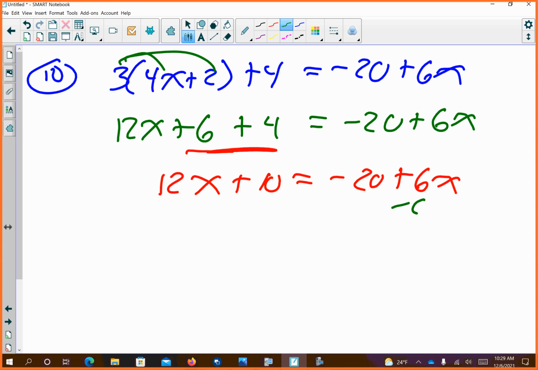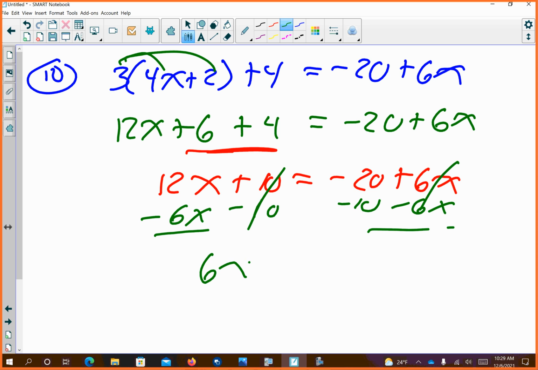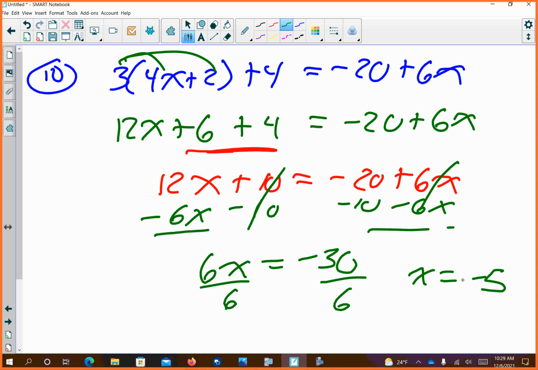And solve that. So subtract 6x. Those cancel. Subtract 10. Those cancel. So I'm going to get 6x equals -30. Divide by 6. X equals -5, which looks like it's answer A. Good enough?